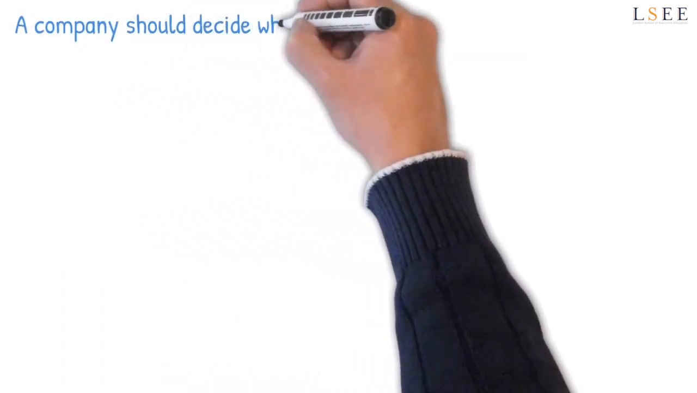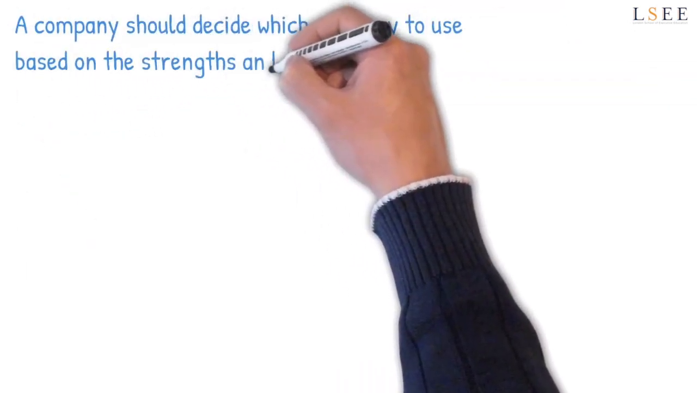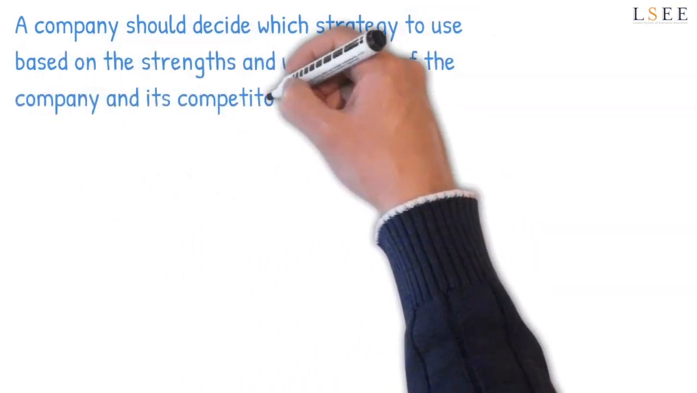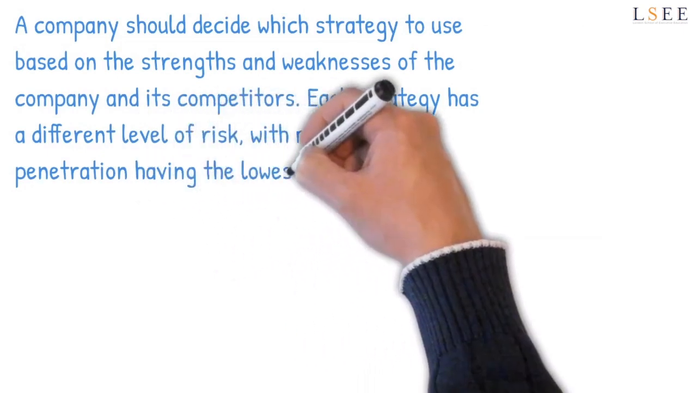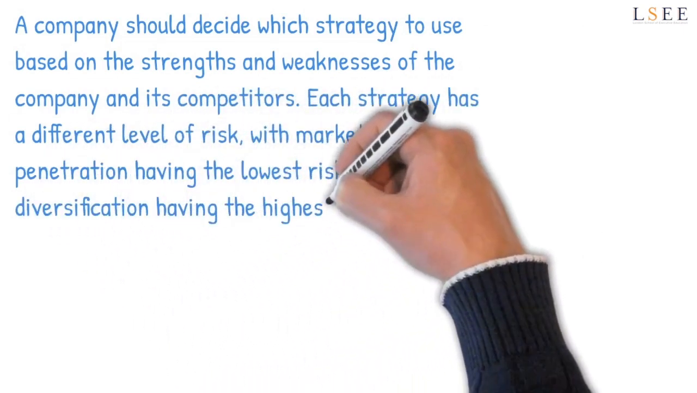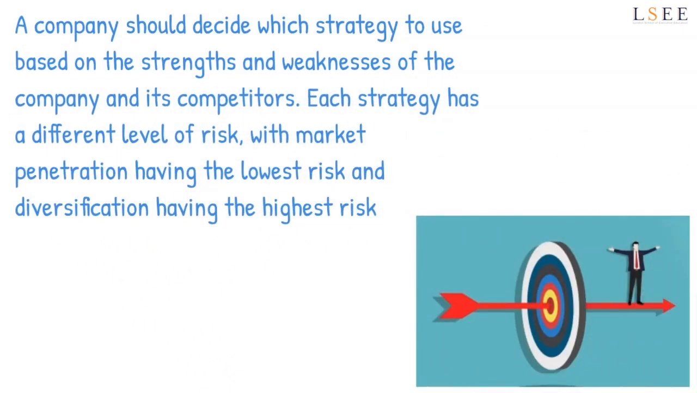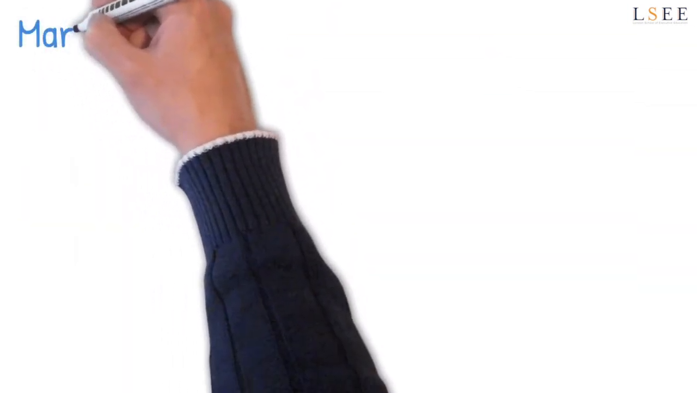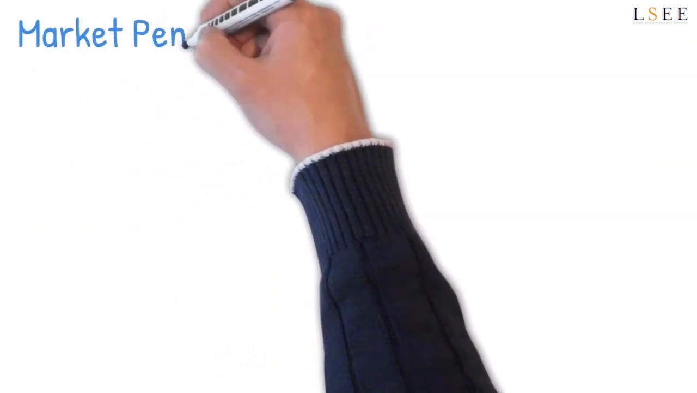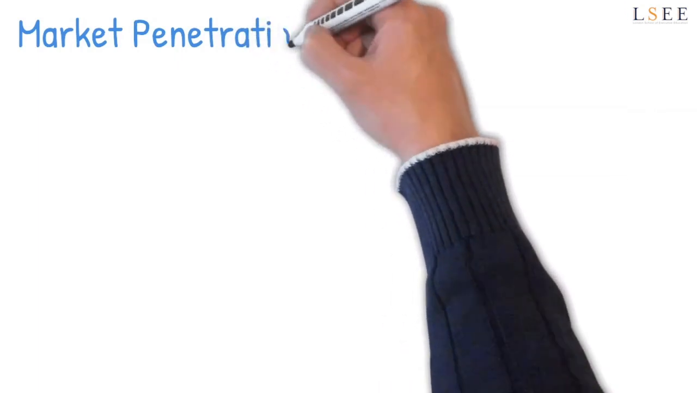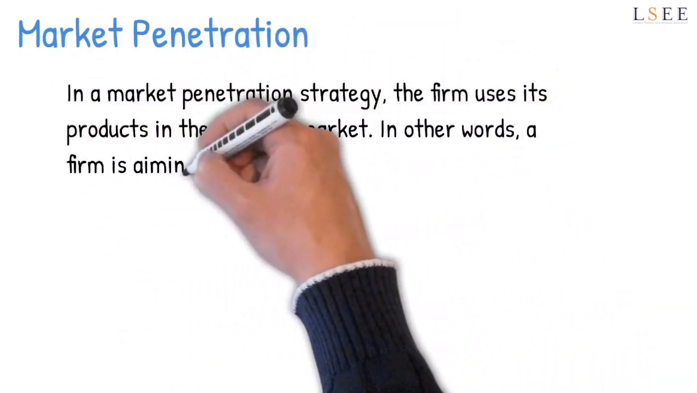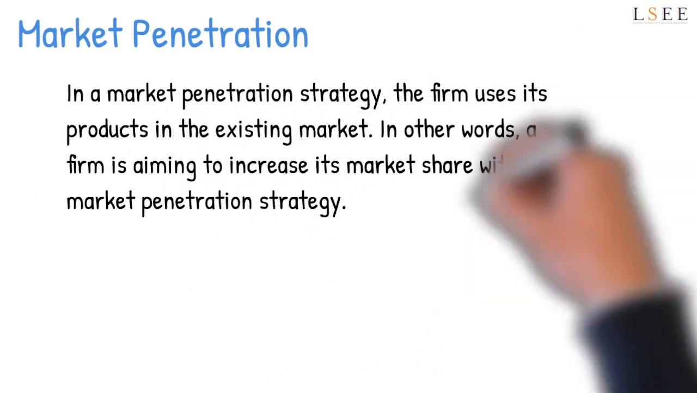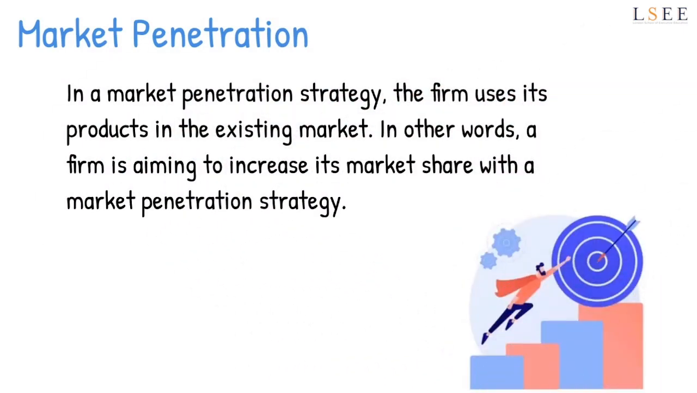A company should decide which strategy to use based on the strengths and weaknesses of the company and its competitors. Each strategy has a different level of risk, with market penetration having the lowest risk and diversification having the highest risk. Market penetration. In a market penetration strategy, the firm uses its products in the existing market. In other words, a firm is aiming to increase its market share with a market penetration strategy.